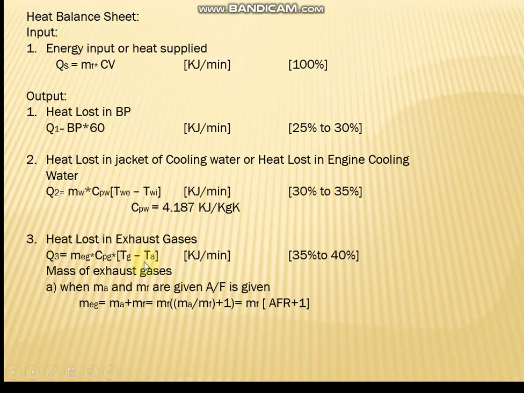This percentage is obtained as Q2 by QS. Now heat loss in exhaust gases. Heat loss in exhaust gases is mass of exhaust gases, CP of exhaust gases into temperature difference of exhaust gases. This is when percentage of H2 is not given. If percentage of H2 is given, then it is heat loss in dry exhaust gases. Here, instead of heat loss in exhaust gases, the word is heat loss in dry exhaust gases. That is MDEG, and number 4 is heat loss in steam, if H2 is given.